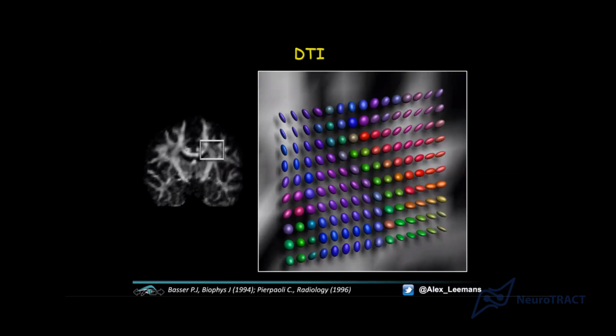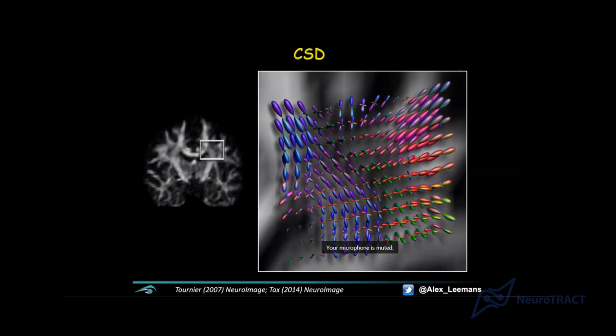So if we now focus on a region of interest, in this case, this mid-coronal section, these are the diffusion ellipsoids that we're used to, quite simplistic in a way. You can see the main orientation. But with the same data set, with the same region of interest, if I were to use the constrained spherical deconvolution model, then this would be the result.